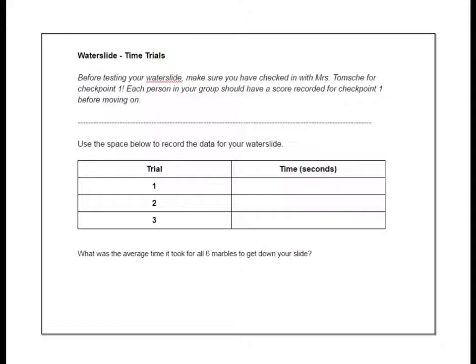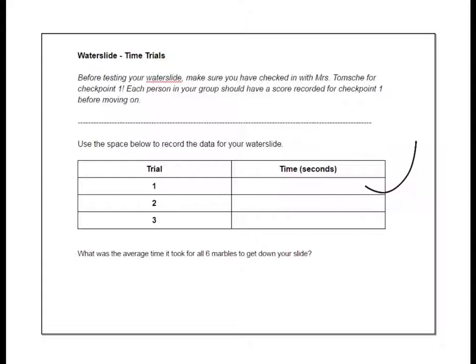Okay, as you are working, there's one worksheet called the time and speed worksheet, I guess we'll call it, that you should complete. It looks like this. What you're going to do is test how long it takes for all 6 marbles to get down your slide. So you're going to record 3 trials. That means you'll do this 3 times and record the time each time you do it in this table here.